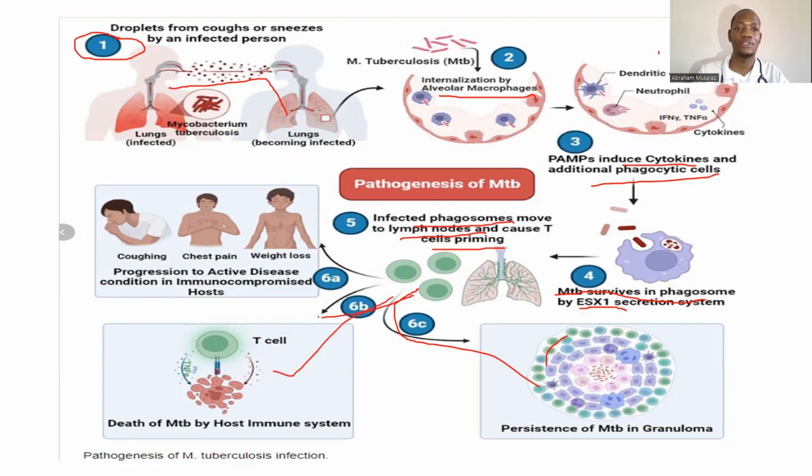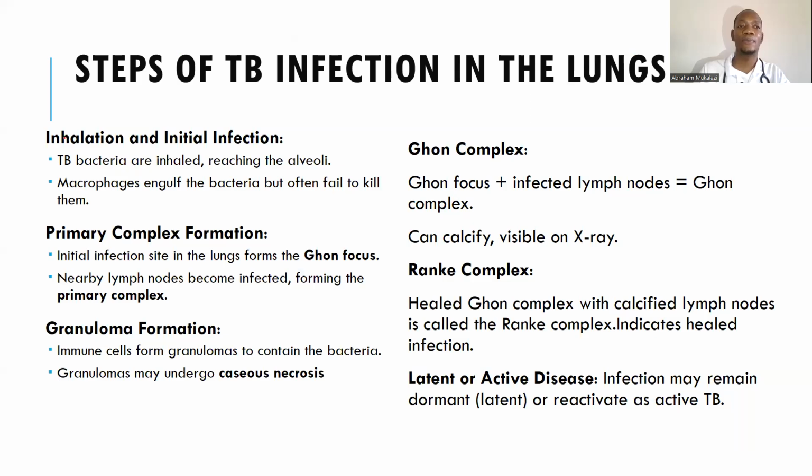Or sometimes the TB can turn out to be latent, then it remains in your system forever. So the steps of infection, we can summarize them here. We have inhalation and ingestion infection, which occurs after you've taken in the bacteria through your nostril when you're near someone who is infected and they are coughing near you. Then after that, the initial infection site in the lungs, we will call it the Ghon focus. And if nearby lymph nodes are affected, it becomes a primary complex.